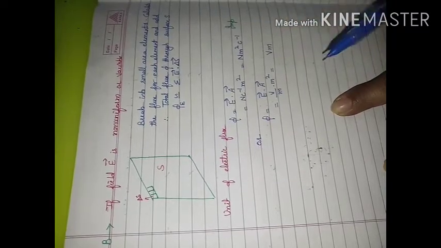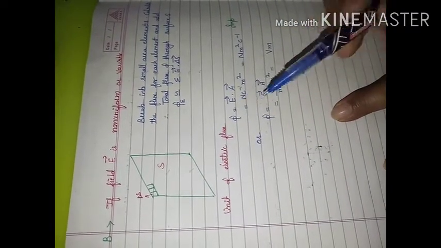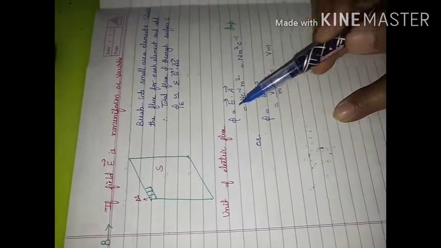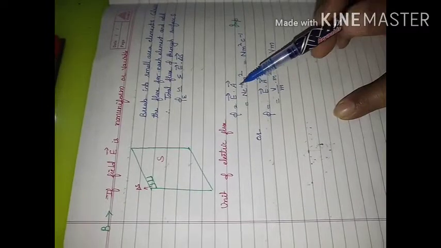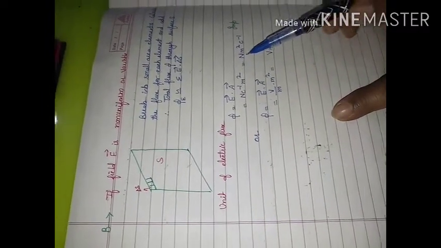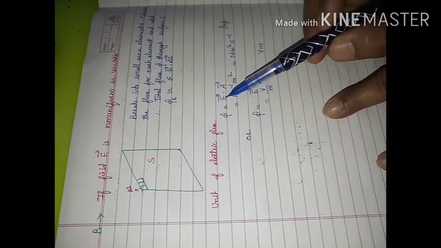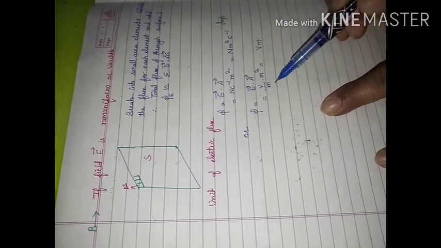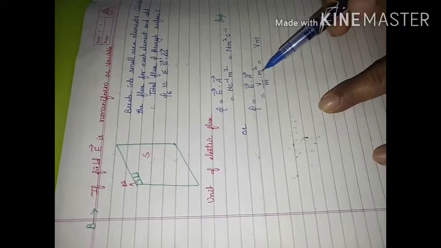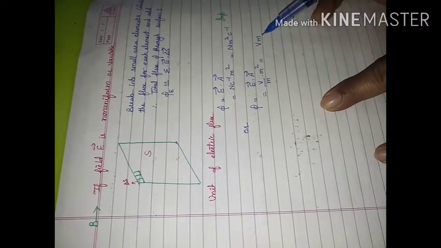One mark question: what is the unit of electric flux? Electric flux is the dot product of E and A. The unit of E is Newton per coulomb, and area is meter square. So its unit will be Newton meter square per coulomb. If you consider the unit of E to be volt per meter, then the electric flux unit will be volt per meter multiplied by meter square. This will be volt meter.